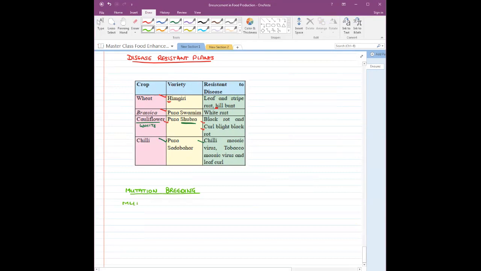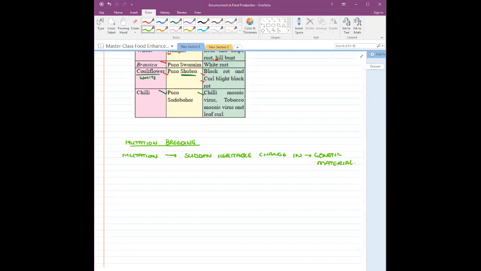Okay, so let me just put down what is a mutation. This is nothing but a sudden heritable change in the genetic material.